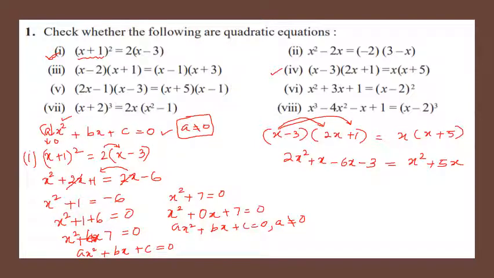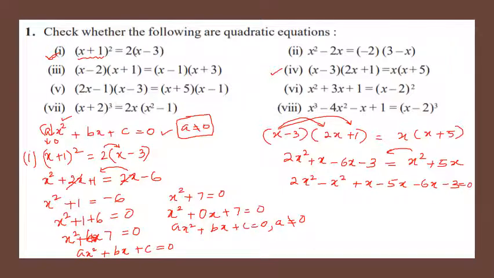Now what do you get? We have to take all these things to the other side, so we get 2x square. Now I'll take the x square to the other side, so I'll get 2x square minus x square plus x. Now the 5x I'll take to the other side, I'll get minus 5x. Then remaining is minus 6x minus 3. That is equal to 0.